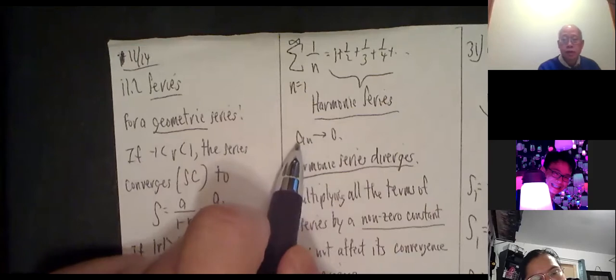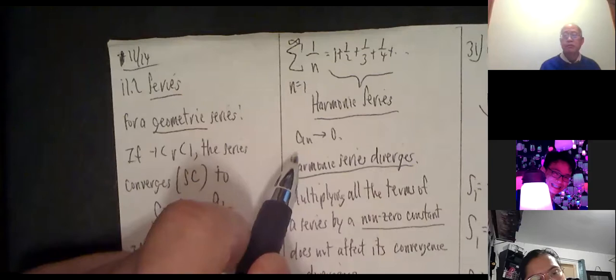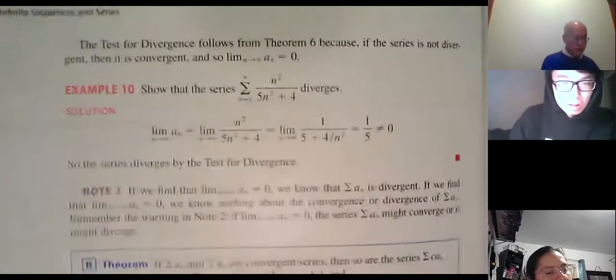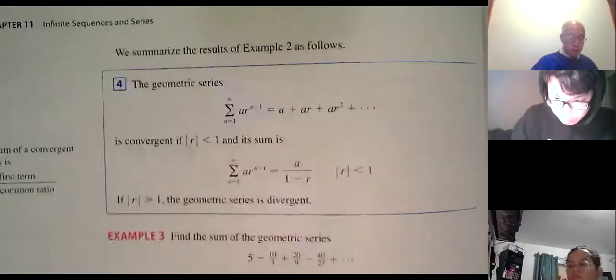And the book goes over a proof of that, or a plausibility argument. I will show it to you. You're not really responsible for it. I won't test you on it, but I am supposed to show it to you. Why does a harmonic series diverge? Okay, so in the text, this is page 713.